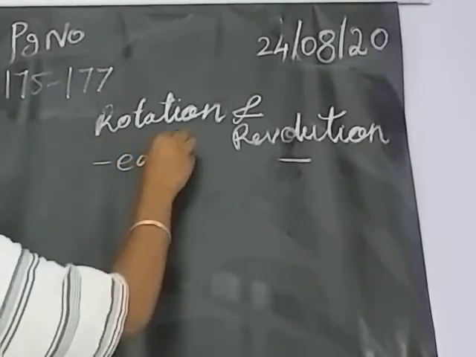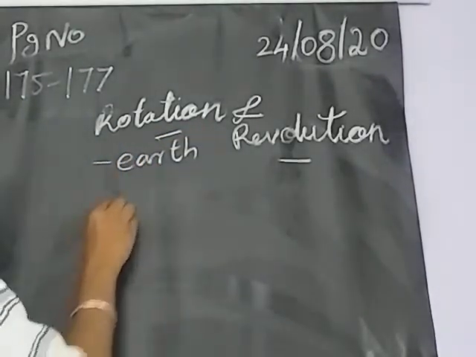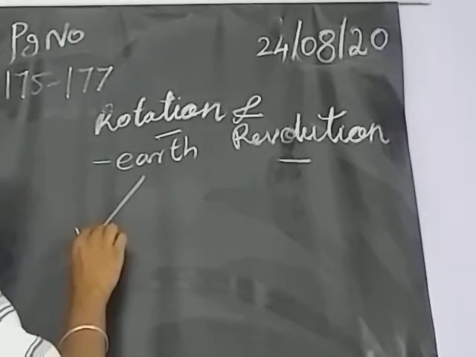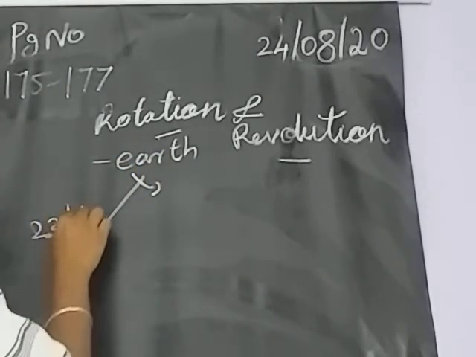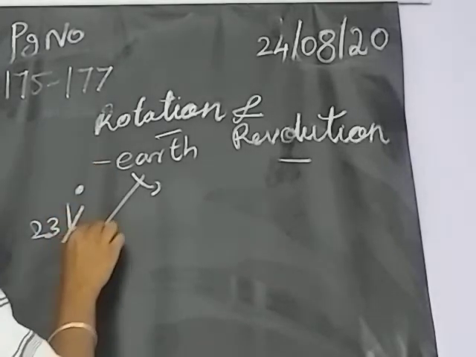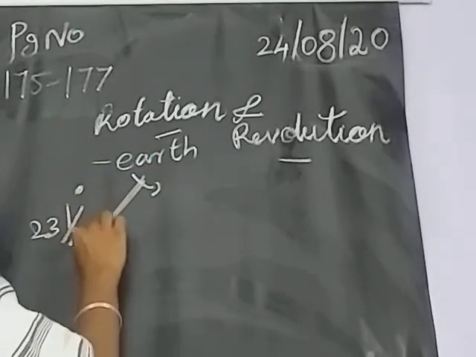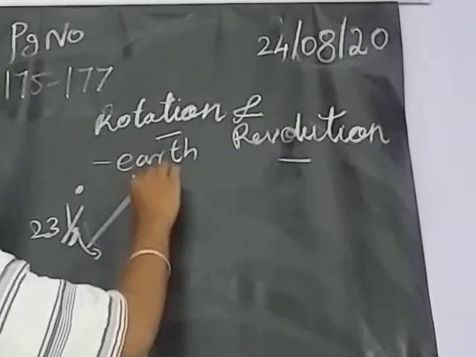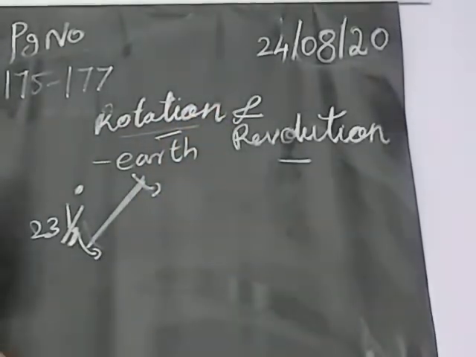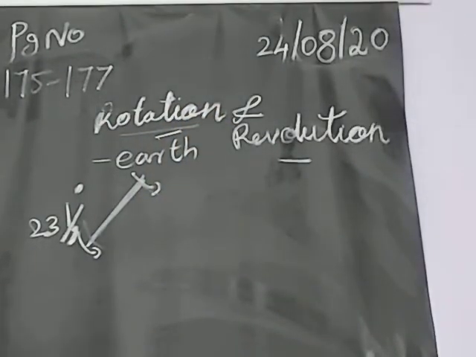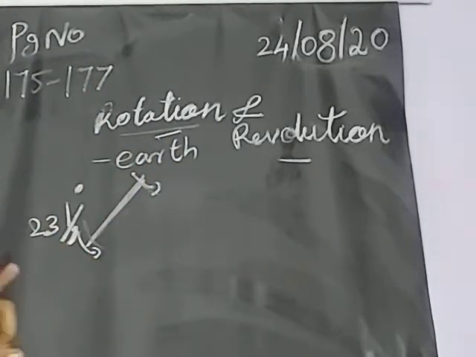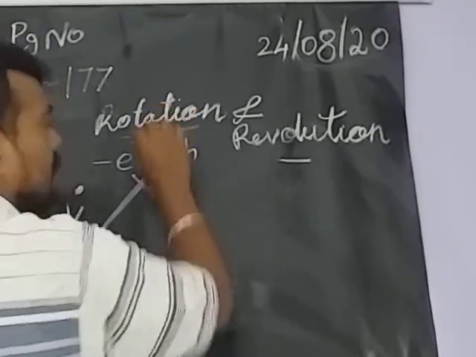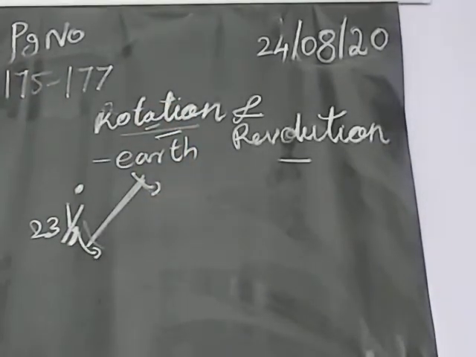Related to the Earth, the Earth is tilted at this angle. It rotates around an axis inclined at 23 and a half degrees. The Earth is rotating on this axis itself, and that is called rotation.